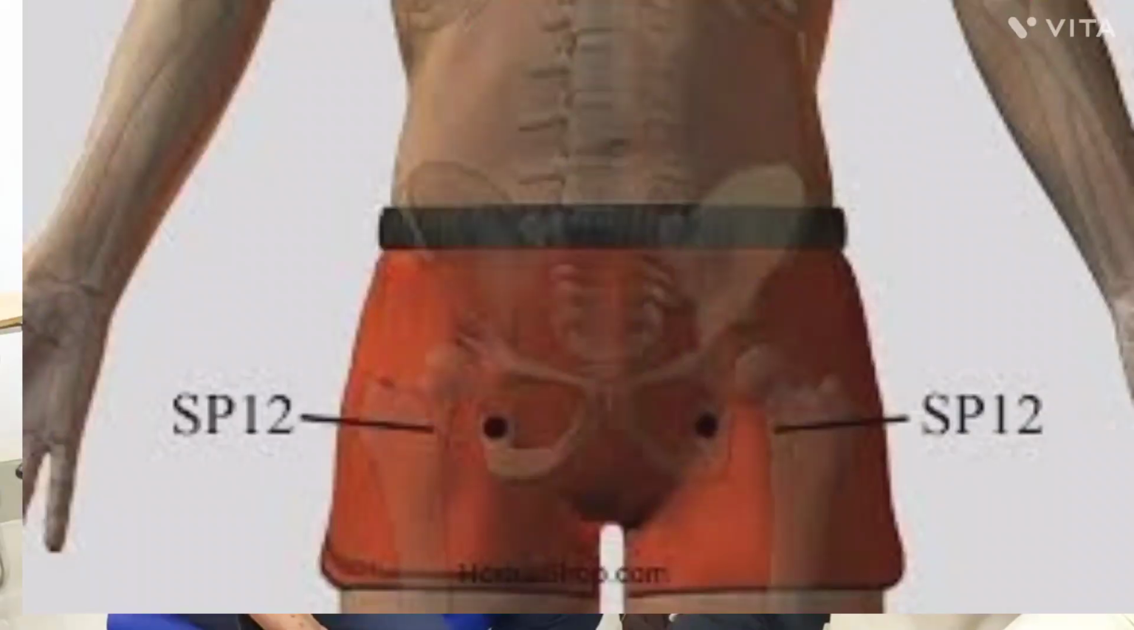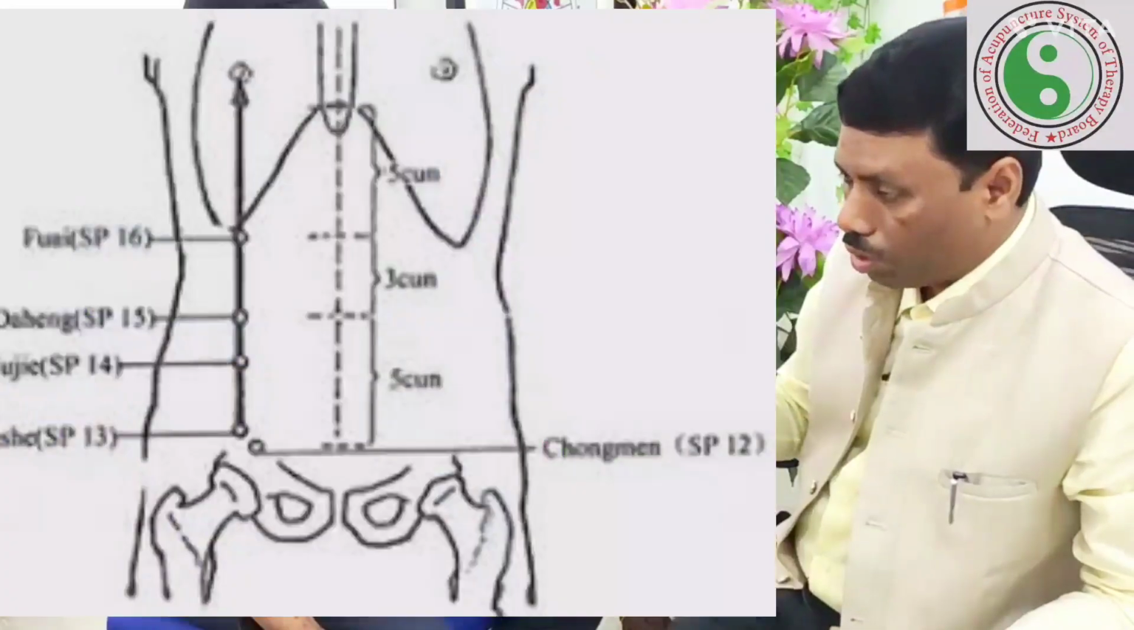Now we want to know about another meridian, another particular area known as the femoral nerve. The femoral nerve is located especially 3.5 cun lateral to the midline, and from there 3.5 cun lateral from the pubic bone. Then you understand the point name is Chongmen. Chongmen is the spleen 12 area. Spleen 12 is a good point to understand the femoral nerve.